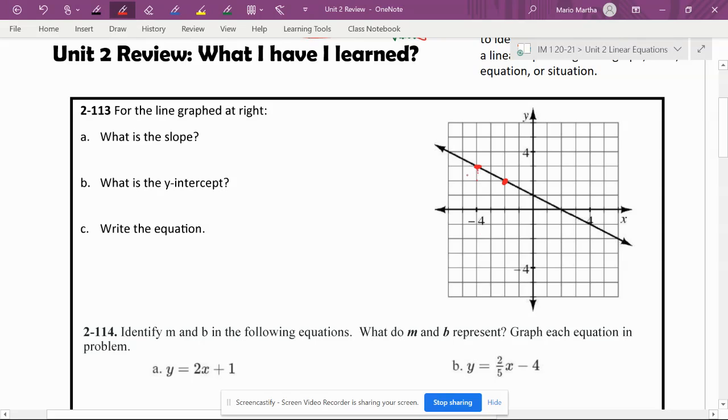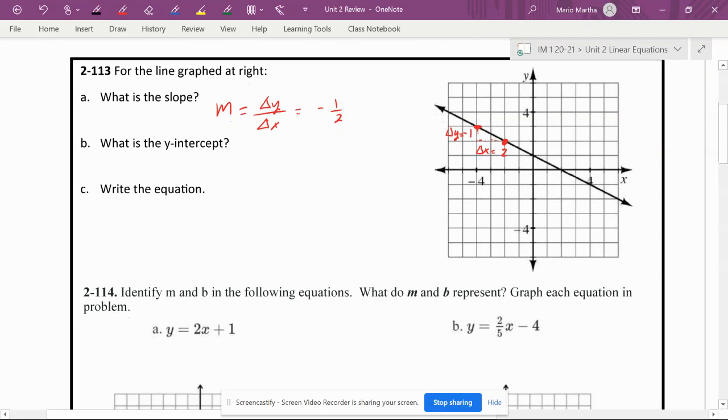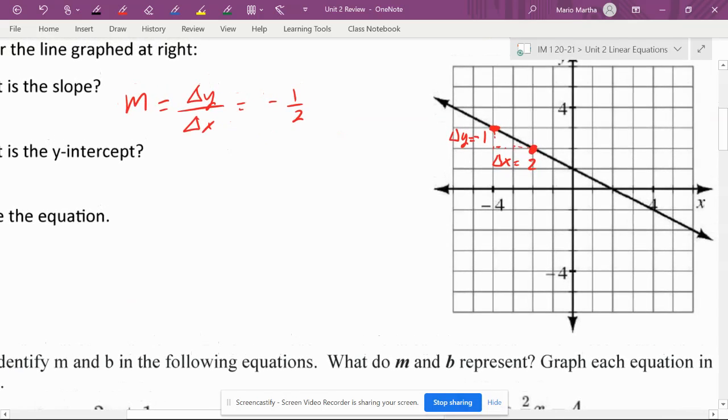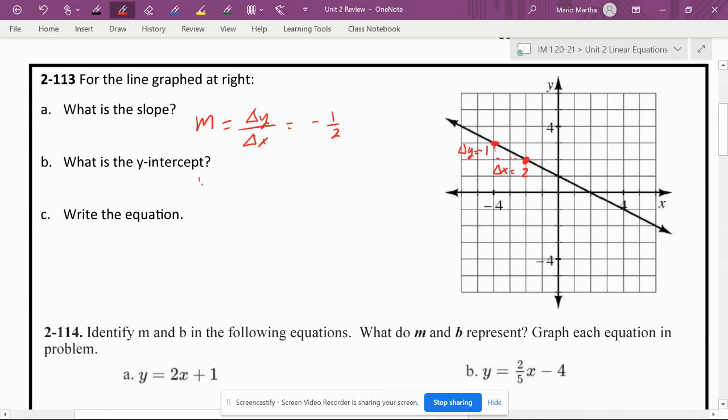So we go down 1, that's -1, our delta y. And then our delta x, we go 2 to the right. So down 1, 2 to the right. So m equals delta y over delta x, which is -1 over 2. Then looking at the y-intercept, that's our b value, so we want to find where it crosses the y-axis. If you notice, it's right here. So b equals +1.